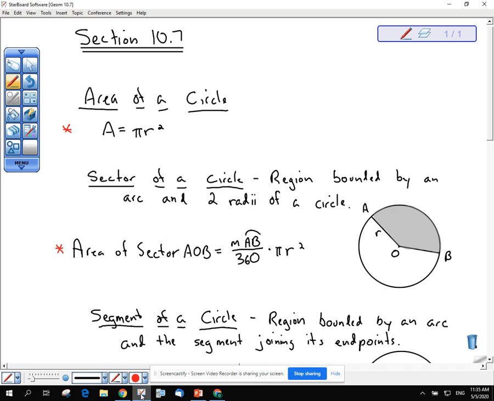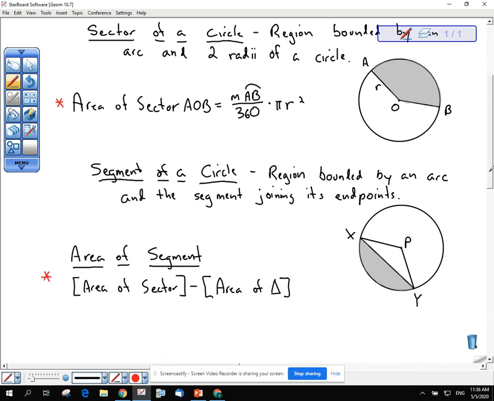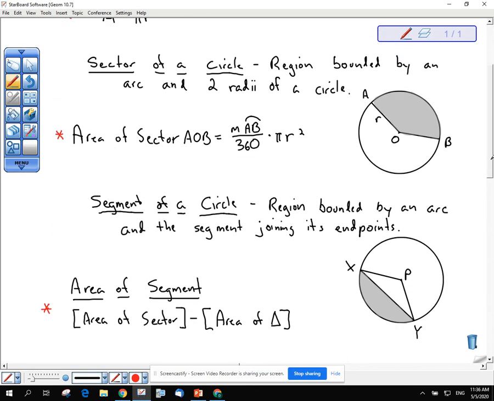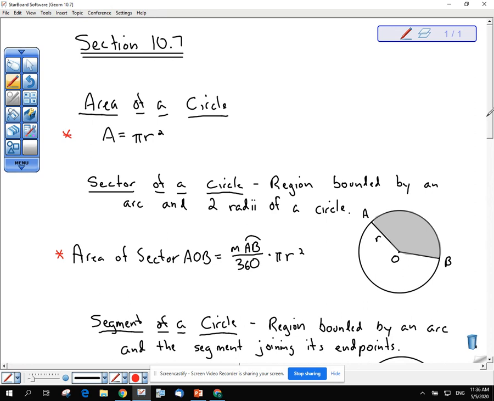Geometry, Section 10.7, Areas of Circles, Sectors, and Segments of Circles. We have the three formulas on my notes here, and I'll scroll down for you. The three formulas, just to kind of set them apart, I've put a red star next to. There are three area formulas in this section.